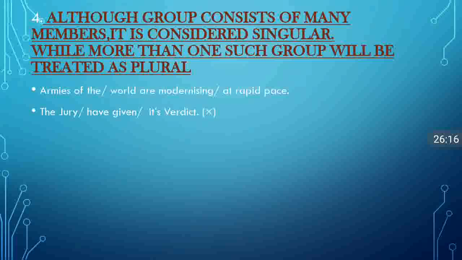Coming to the next example, the jury have given its verdict. Jury have given. Okay. Now many of you would be thinking, what is jury? Jury is the bench of judges. Okay. Jury is the bench of judges. So it is a collective noun. The jury have given its verdict. Now first of all, the jury is a collective noun. It should be singular. Now with singular, what do we have to use, has or have? We have to use has.